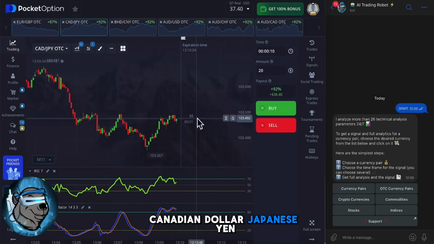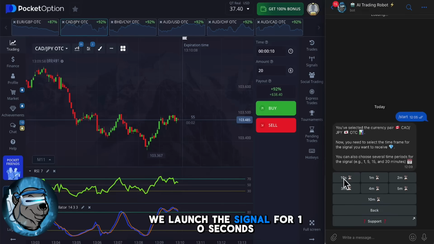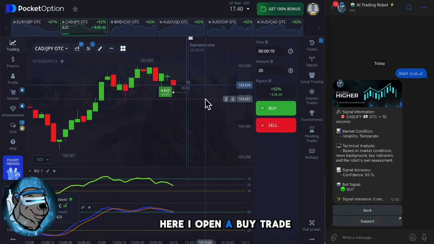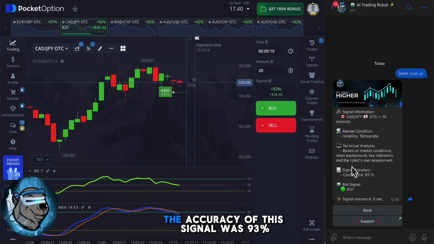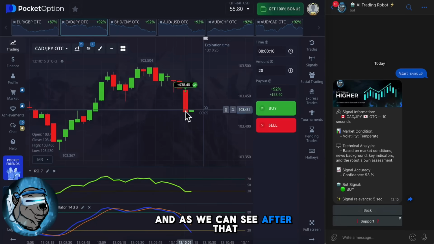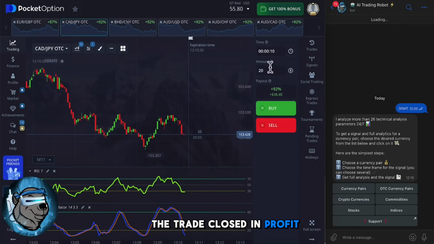Canadian dollar, Japanese yen. Let's find this asset on our trading robot. We launch the signal for 10 seconds. The trading robot says you need to buy here. I open a buy trade after receiving the signal and see that the price starts to rise. The accuracy of this signal was 93%, after which the trade closed in profit. And as we can see, after that the price started to go down. The trade closed in profit.